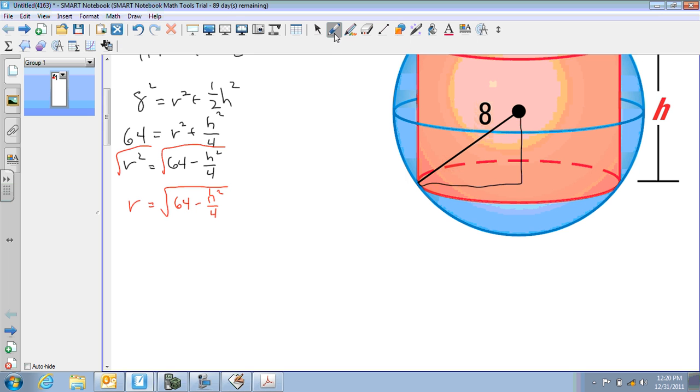Let's try a different color pen. Let's go to blue. So the volume of my cylinder is equal to pi r squared h, which is the same thing as saying it's equal to pi times, in parentheses, the square root of 64 minus h squared over 4, squared, times h. You see I just substituted my r here for my r there.